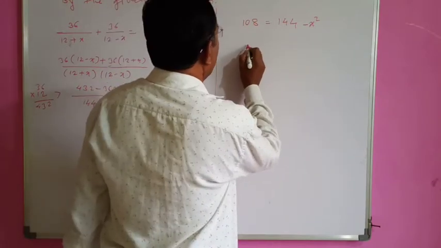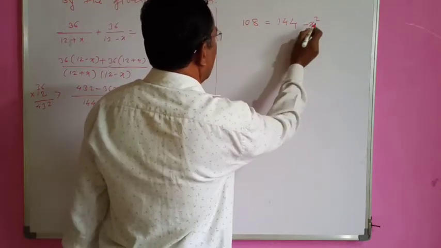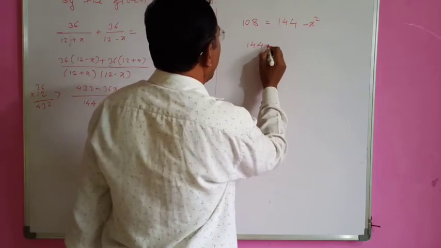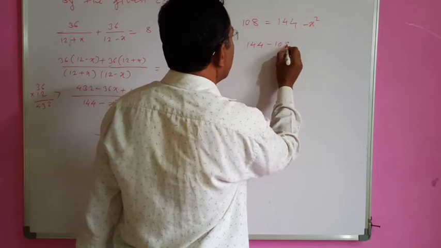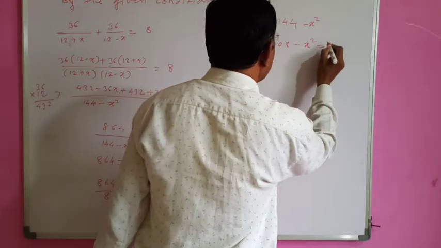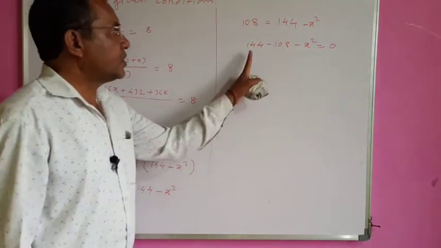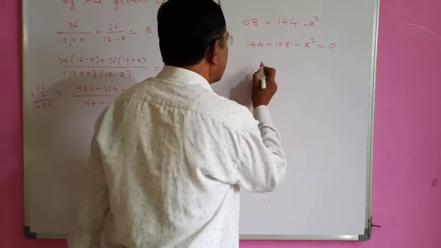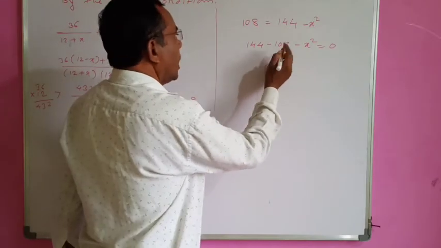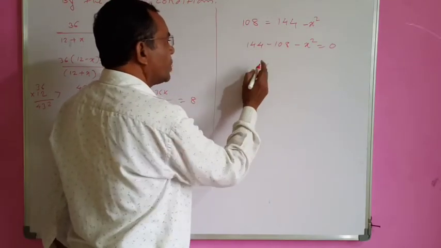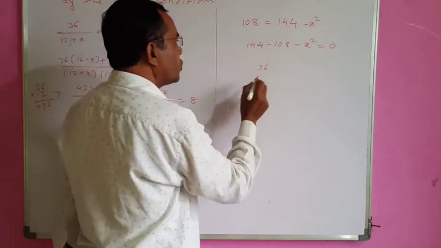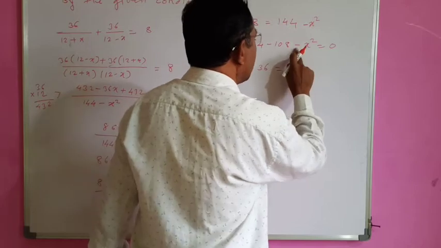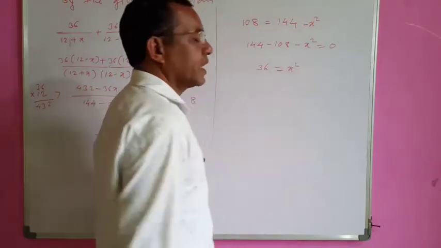Therefore 144 minus 108 here minus x square is equal to 0. Now 144 minus 108: 14 minus 8 is 6, a carry of 1 came, 4 minus 1 is 3, 1 minus 1 is 0, so 36 is equal to x square. This plus, minus x square going to the other side becomes plus x square.